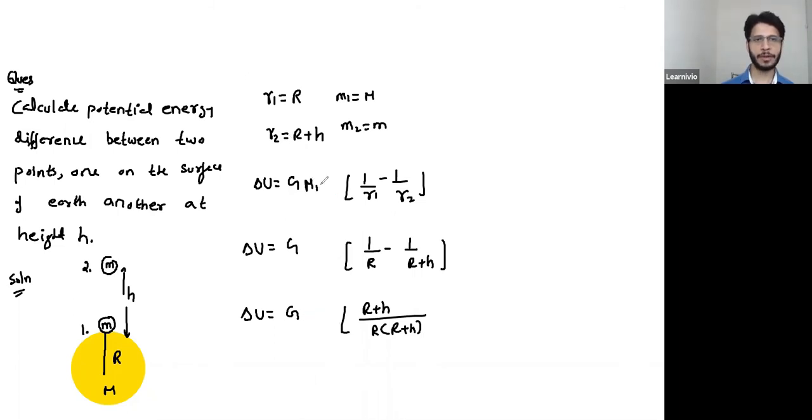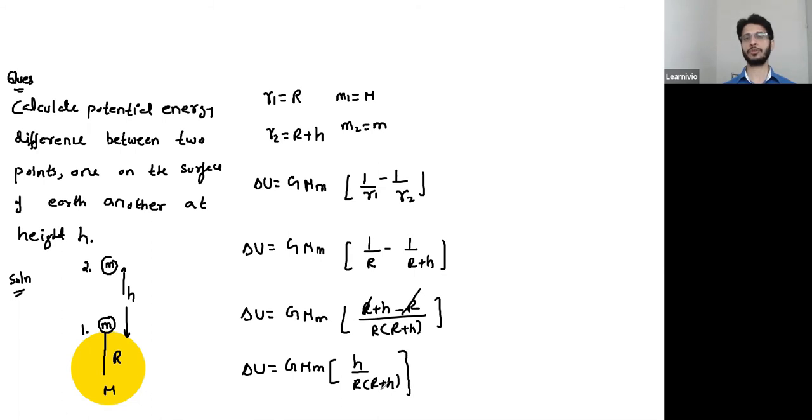It's capital M multiplied by small m. Capital M into small m, R plus H minus R. This R will cancel this R. The change in potential energy comes out to be GMm into H by R into R plus H.